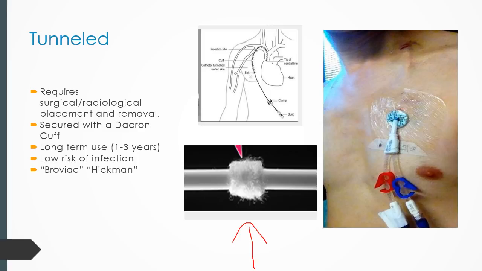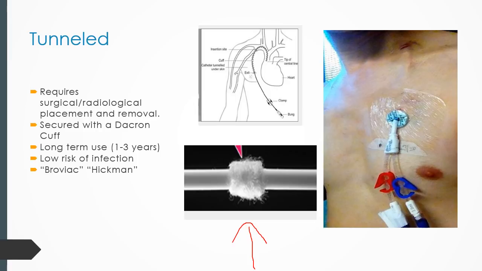So that's the cuff. What will happen is fibrous tissue will grow around it. So right into that part that kind of looks like a Q-tip, it will grow into there, and that's actually how it will be secured to the patient. So it's the patient's own body that is securing it, which is why you can use it up to 3 years.